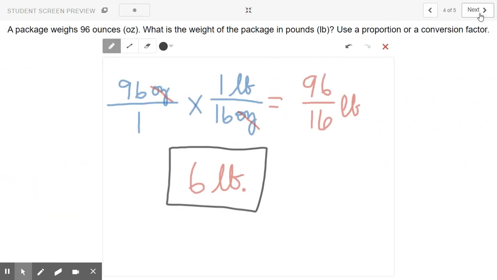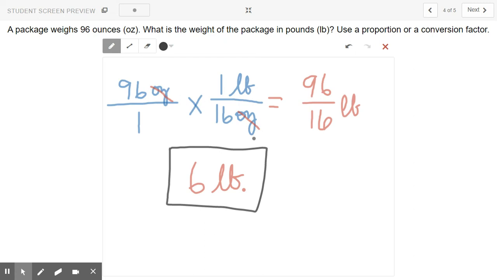A package weighs 96 ounces. What is the weight of the package in pounds? Use a proportion or a conversion factor. I chose to use a conversion factor. So I write 96 ounces over 1 times, and then since ounces is on top, I have ounces on the bottom.